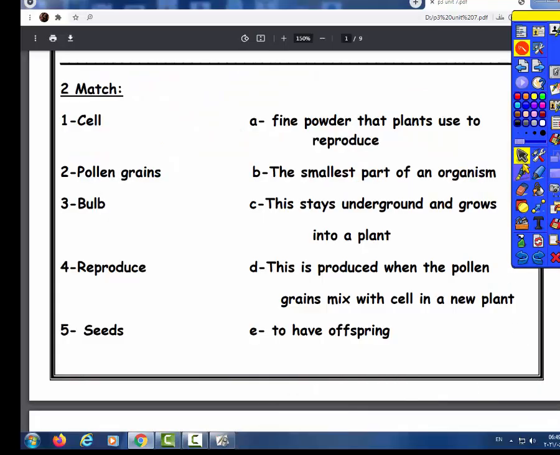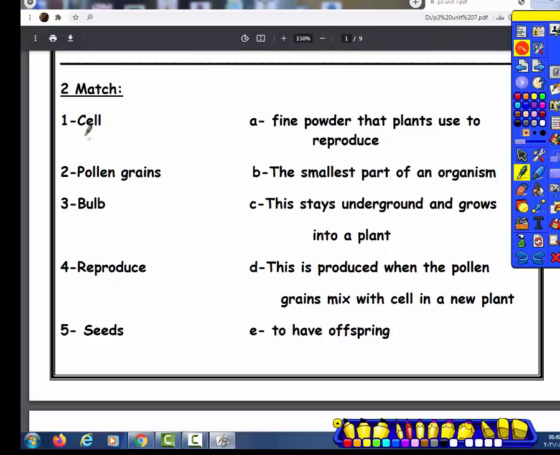So let's answer this question. Cell. What is the meaning of cell? Cell, the smallest part of an organism. Pollen grains, yes. What is the meaning of pollen grains? Fine powder or small structure that plants use to reproduce.